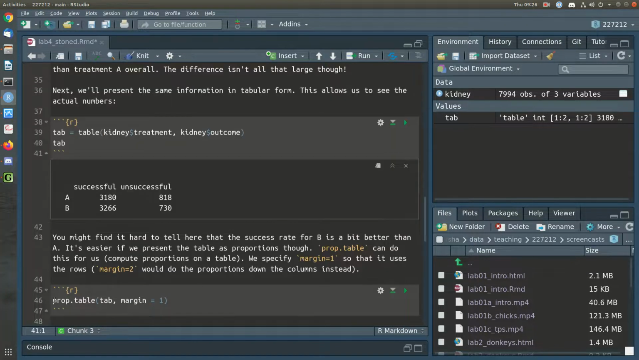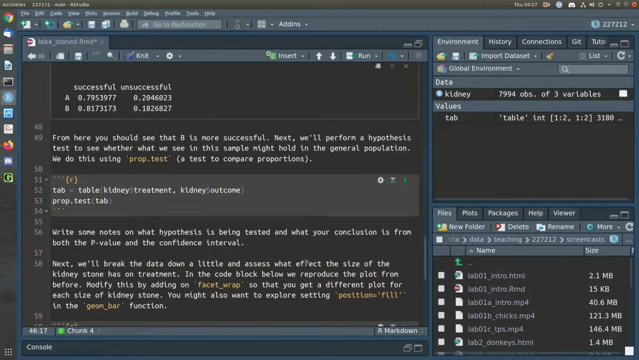So we could use a prop.table command to work out the proportions for us. The prop.table command takes our existing table tab and divides each number by either the row total or the column total. In this case, we want to divide by the row total in order to get the proportion successful for A and the proportion successful for B. So we use margin equals 1. Margin equals 2 would work out the proportions out of the column. So it would give you, of the successful ones, what proportion had treatment A, and of the unsuccessful ones, what proportion had treatment A or B. Okay, so here's our proportions table.